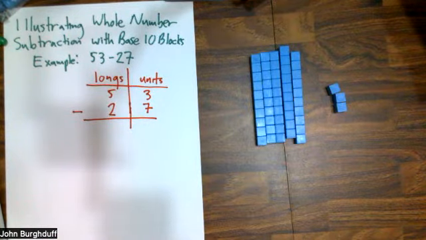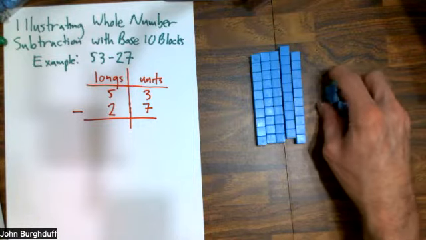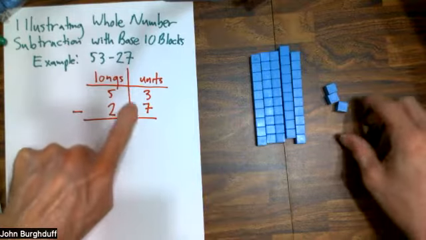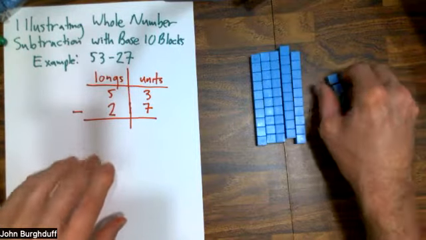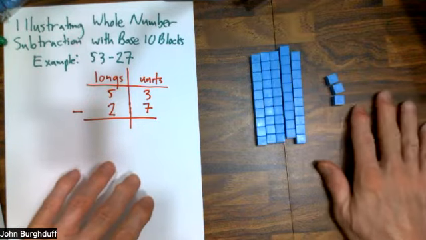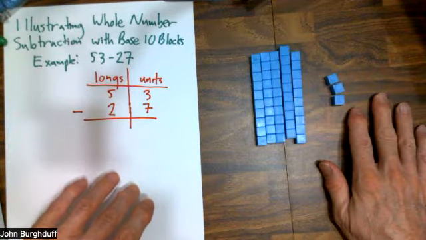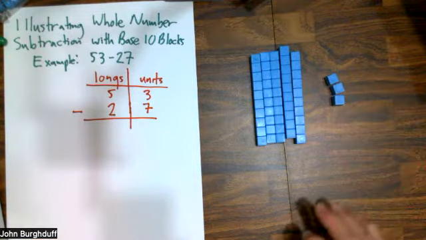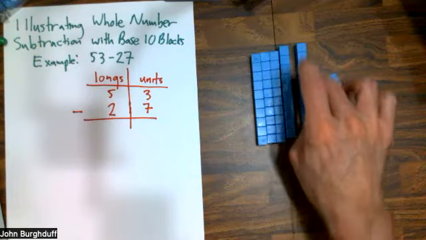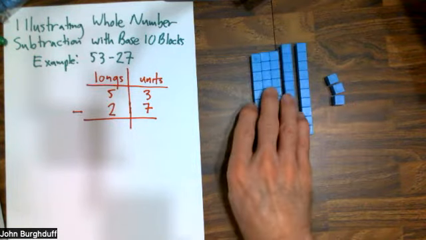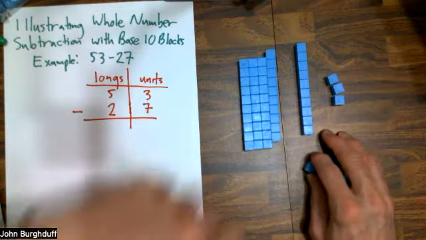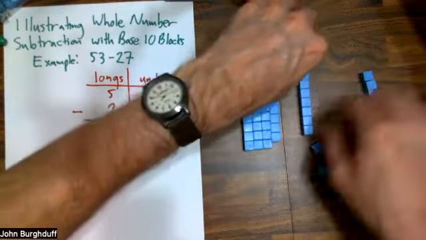We start in the units place and try to take away from there, and we immediately hit a snag. This says that we want to start with 3 units and take away 7 units. But the problem is I don't have enough units to take that many away. So we're going to do an exchange. Because one of these longs is really 10 units put together, I can take a long and trade it out for 10 units. I have here what I believe is 10 units. Slide that over a little bit.